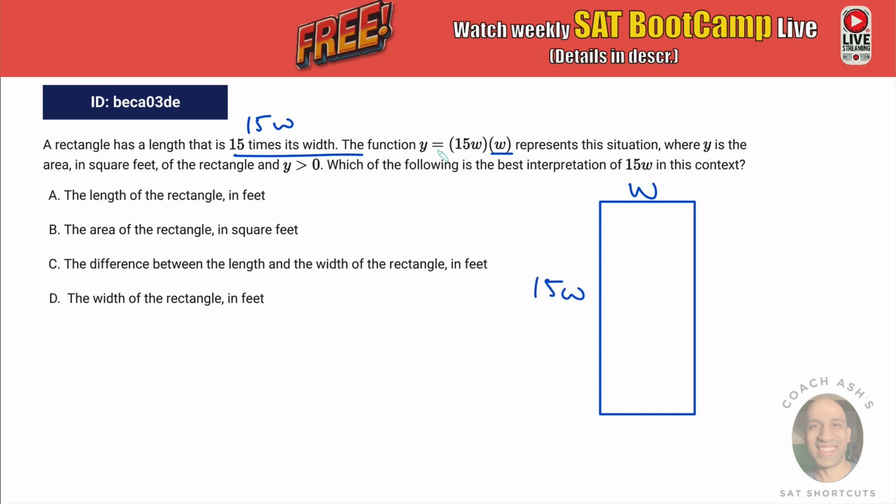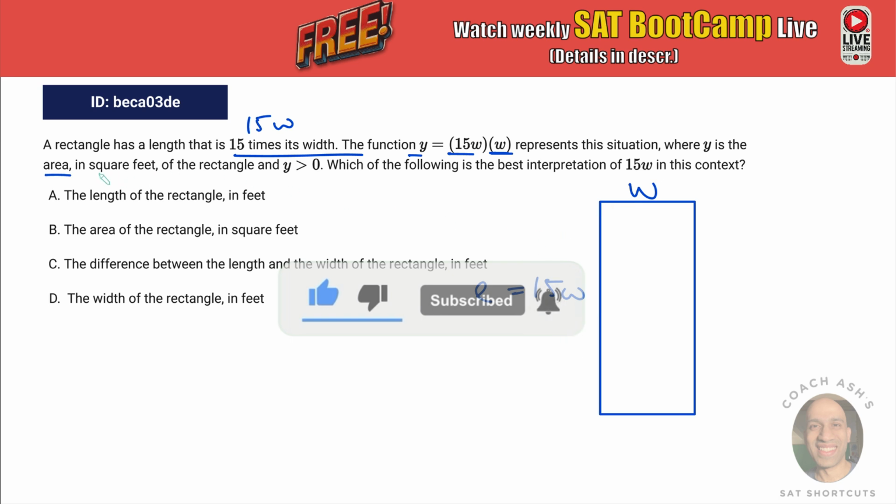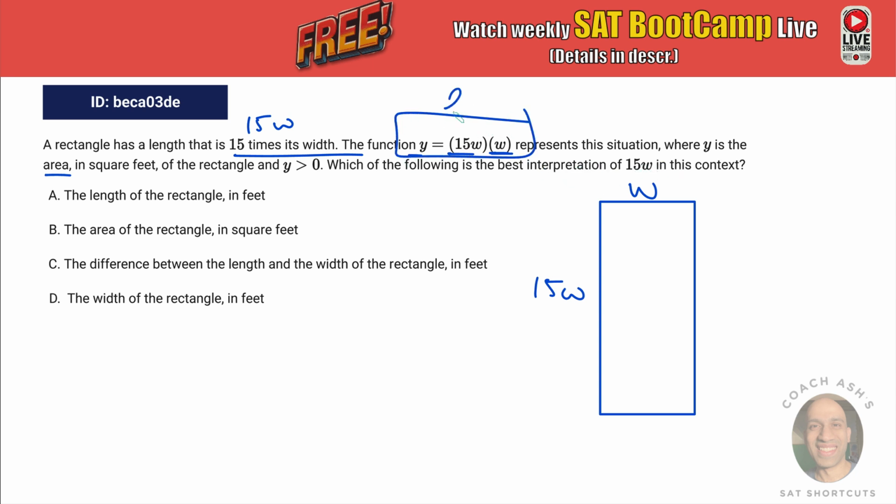All right. Now the function y is given by 15W times W. So it's this length times this width here, and y is the area. Which makes sense, right? Because this is length, and length times width is the area. But that's not important. What they're asking is, which of the following is the best interpretation of 15W? So this is more like a confirmation. This is like length times width, which is the area. That's all they're saying. And what is 15W? It is the length. So there you go, the length of the rectangle in feet.